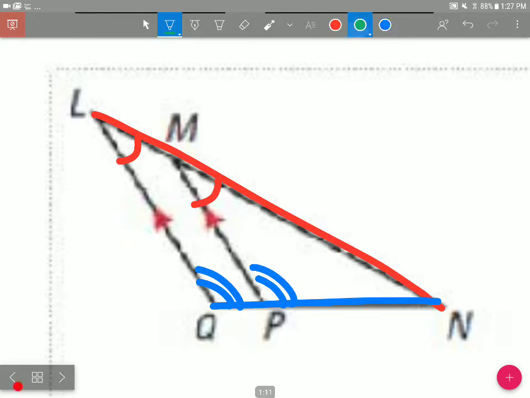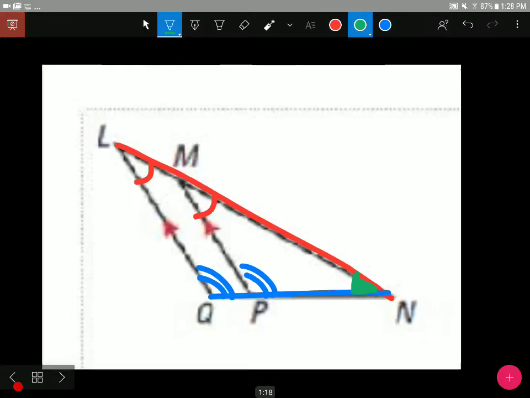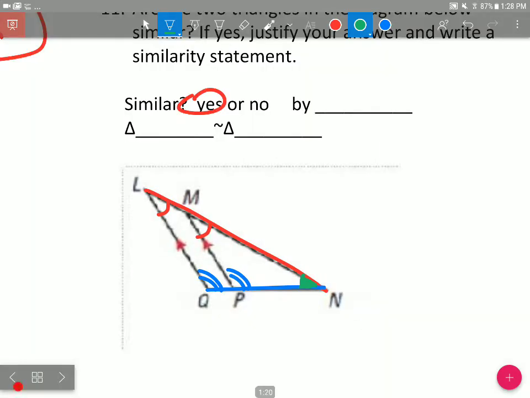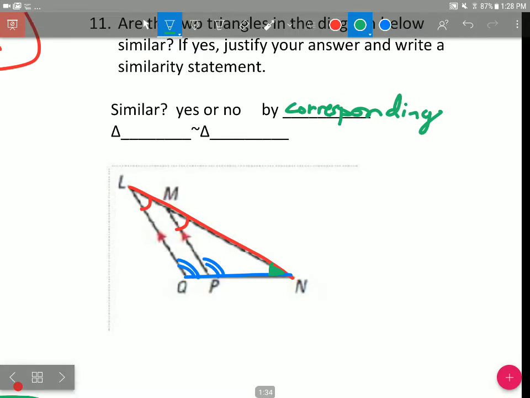And both triangles share this angle, so that has to be the same. So they all have the same angle. So yes, we're going to say by corresponding. It's weird to say by corresponding, but because of corresponding angles.